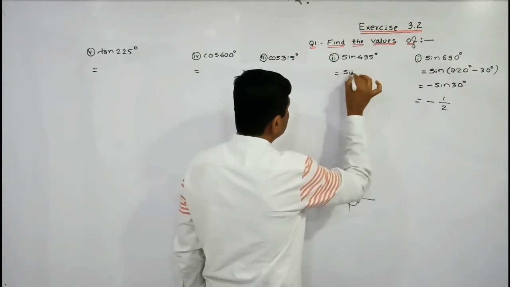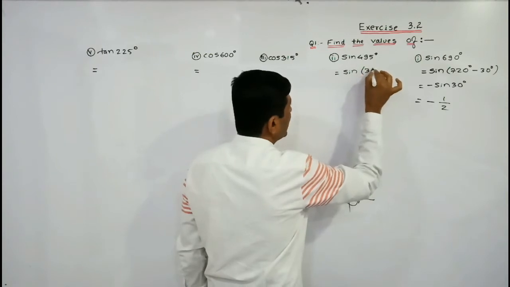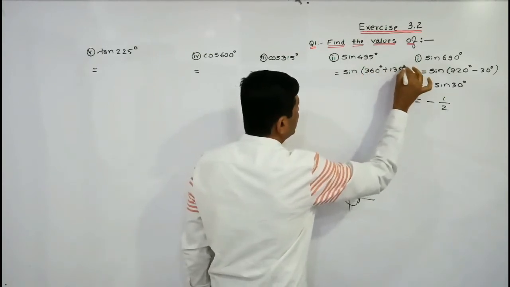So sine, keep it as it is. Now this 495 can be split up as 360 degree plus 135 degree, isn't it?